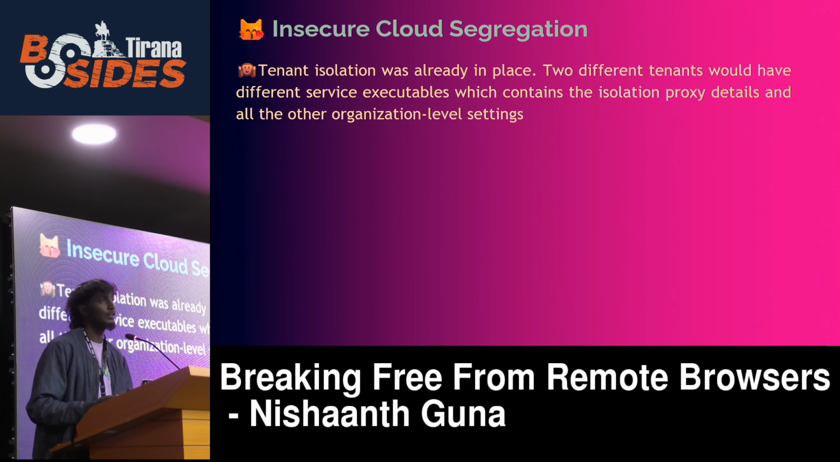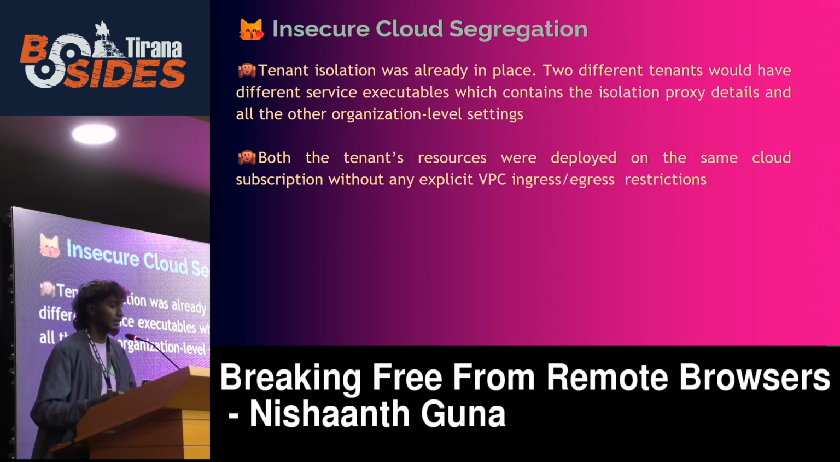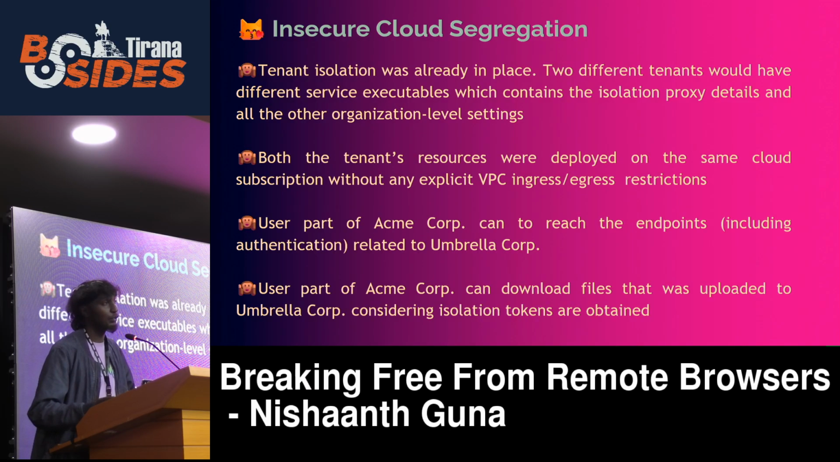Next, insecure cloud segregation. One of the interesting test cases we wanted to focus on later in the project was this: we knew that this specific product was deployed on GCP. So we were assuming it's a tenant subscription, where each client would get a different subscription. So there would be VPC rules and network filtering rules in place to prevent tenant A from accessing tenant B's data. But that was the assumption.